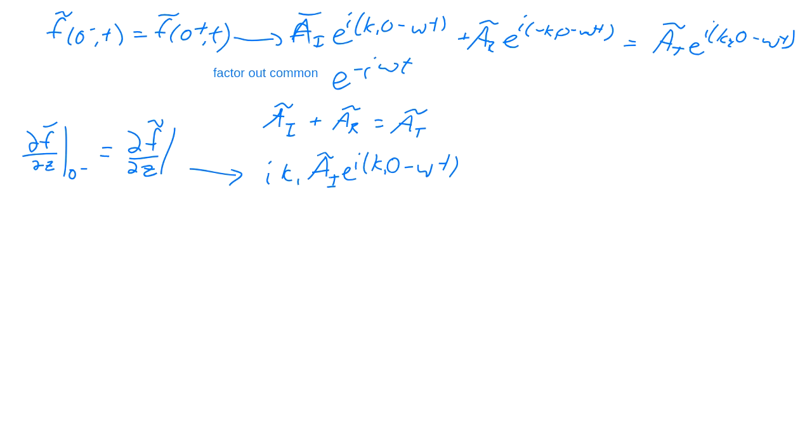And then over here, notice we had a minus k1 times i. Whoops, minus i k1. And now we evaluate it at z equals 0. And then for this one here, again take the derivative with respect to z, you get i k2. And then we evaluate the function at z equals 0.